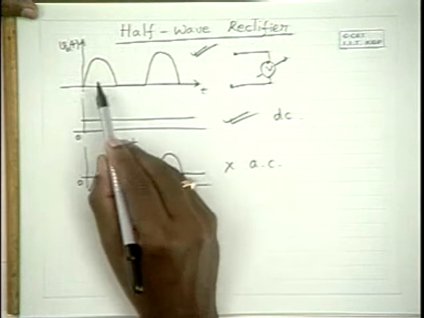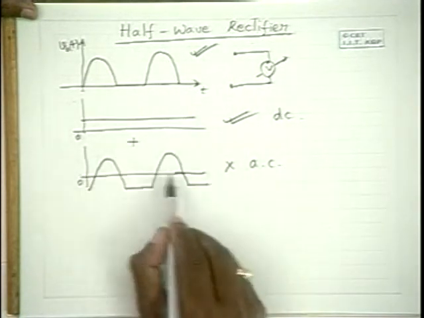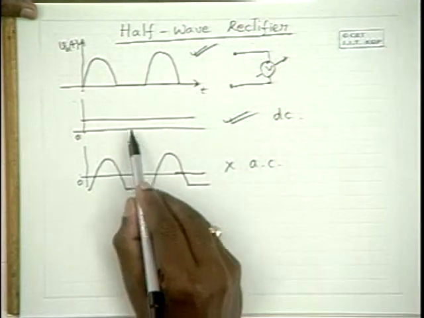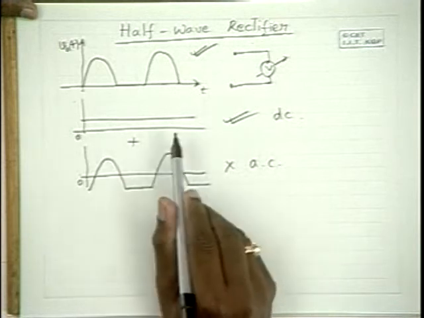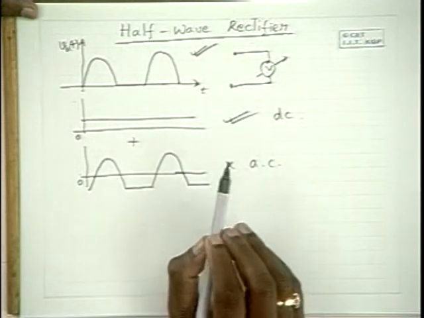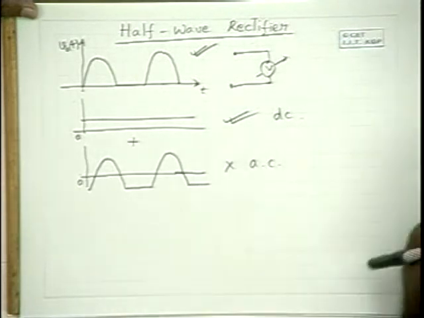waveforms can be expressed as a DC component plus some alternating component, and the component of interest is the DC component when you would like to use this as a power supply, and we try to attenuate the alternating component.